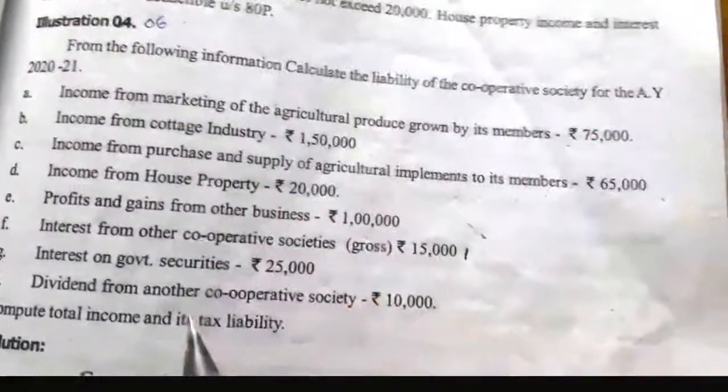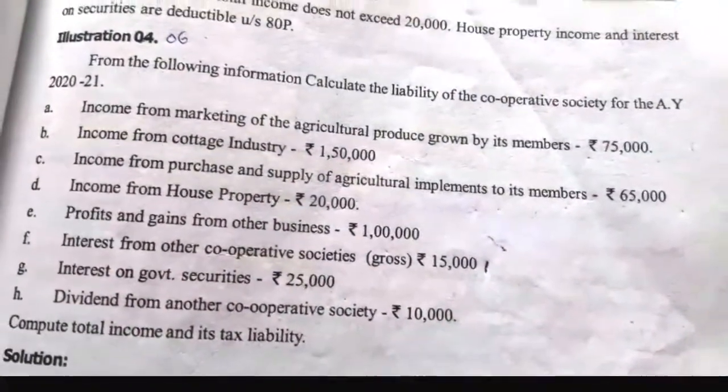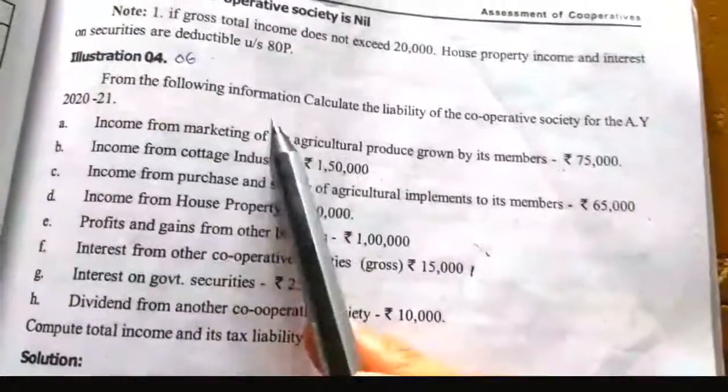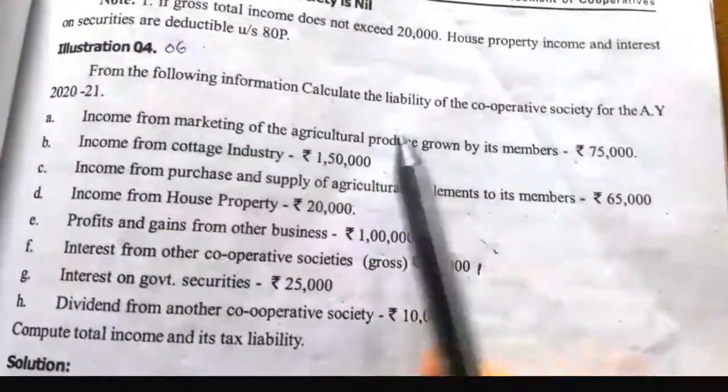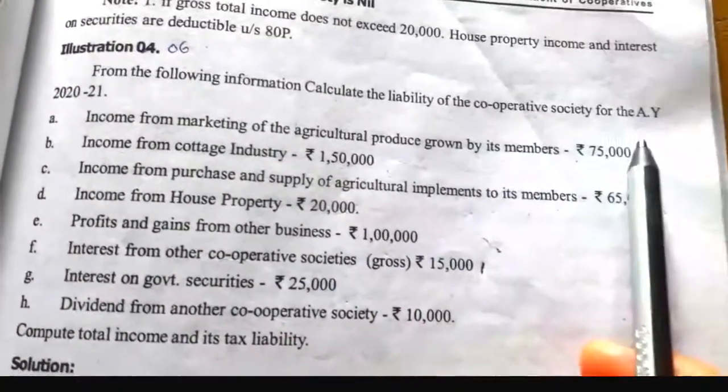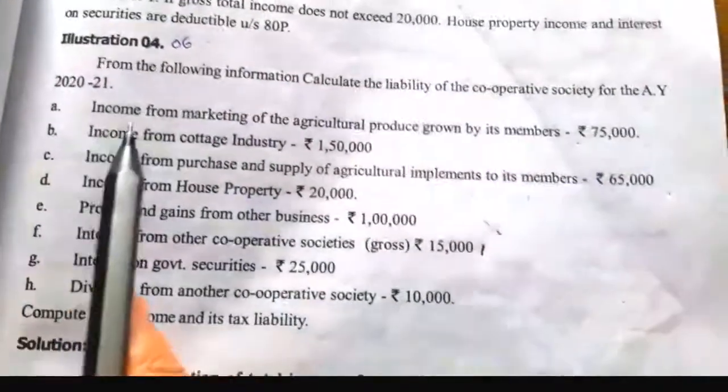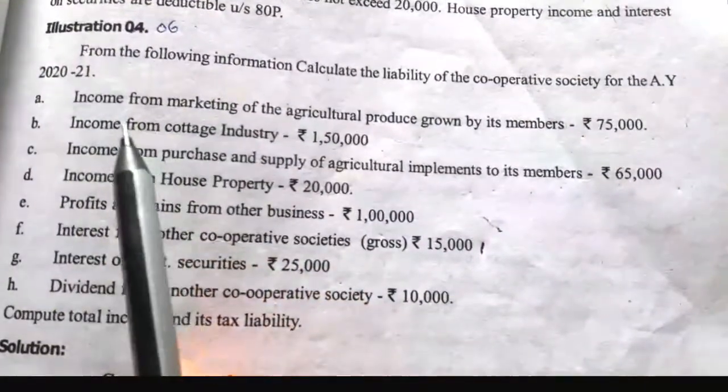So here, with this information, we have to compute the total income and tax liability. With the following information, calculate the liability, which is nothing but the tax liability, of a cooperative society for the assessment year 2020-21. Now see the question.